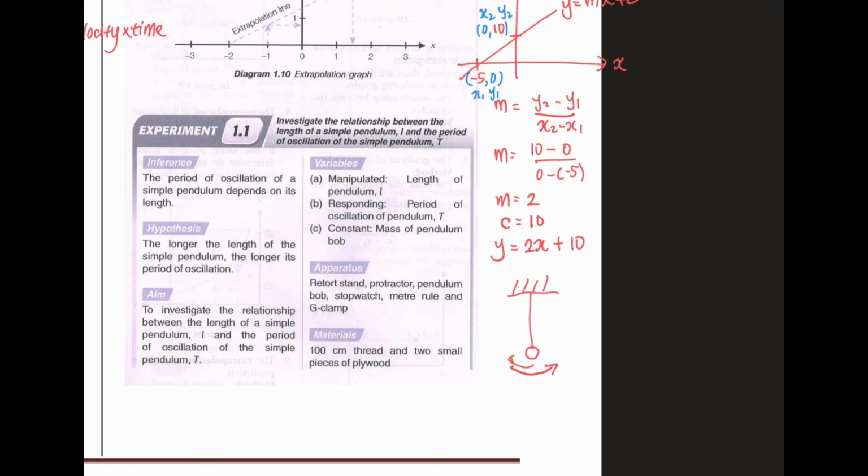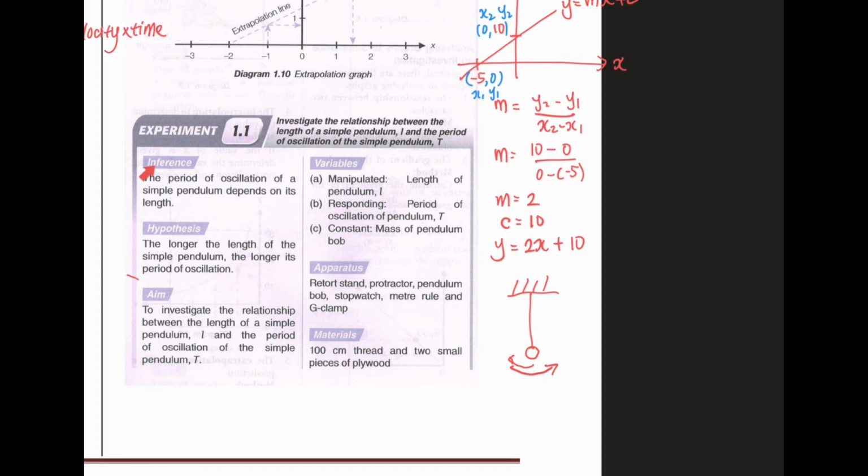So if the length is longer, then the period is longer. From previous experience, you can do a hypothesis. That means you predict what will happen. The longer the length of the simple pendulum, the longer its period of oscillation. So that is hypothesis. Hypothesis means you predict the result. We always write in this format.